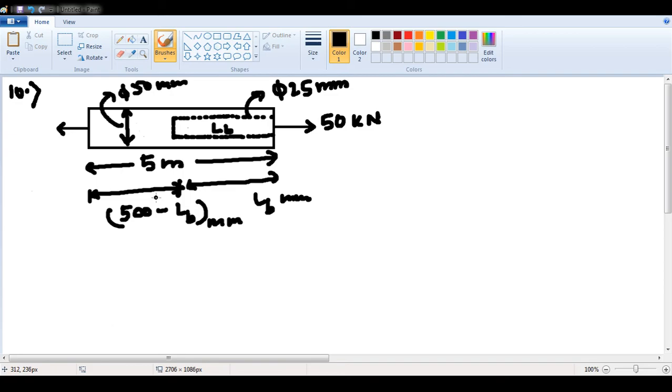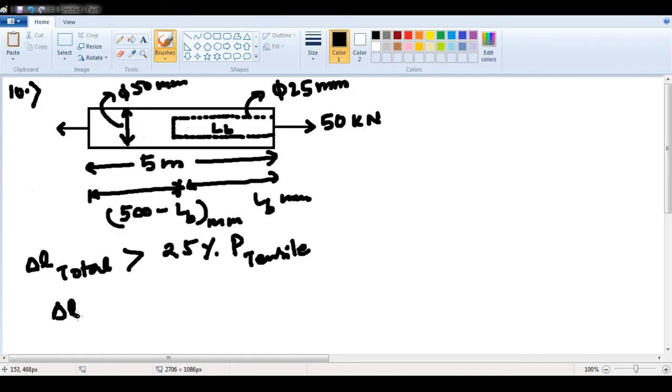The only thing the question is telling is that the total extension should not be greater than 25% under the same tensile load. What it means is basically the permissible load: you take the permissible load only up to 25%, that is 100 plus 25% of the permissible extension.